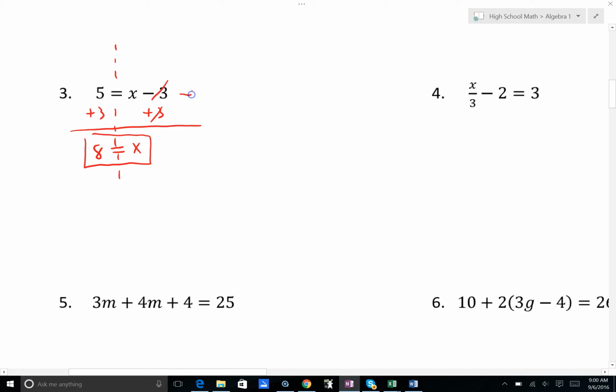We will substitute here to verify. 5 equals, instead of x, we will substitute 8. Is 5 equal to 8 minus 3? Yes, it is. 8 minus 3 is 5. This statement here is true. Since this is true, we know that 8 equals x is a solution. We could rewrite this using our symmetric property as x equals 8, but these two statements are equivalent to each other.